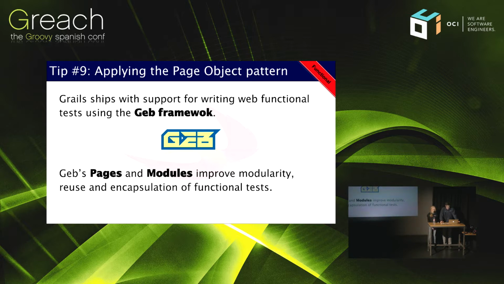However, maintaining a growing set of functional tests can be cumbersome in some cases. And the Geb framework provides page and module classes which help structure the Geb interaction and can improve the modularity, reuse, and encapsulation of our test code, which leads to better maintainability.